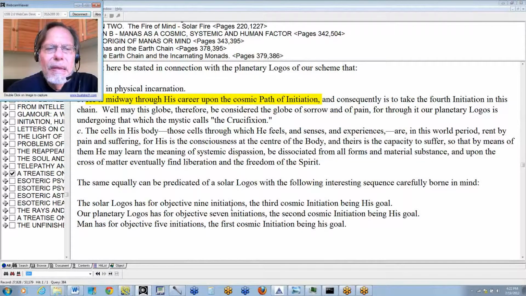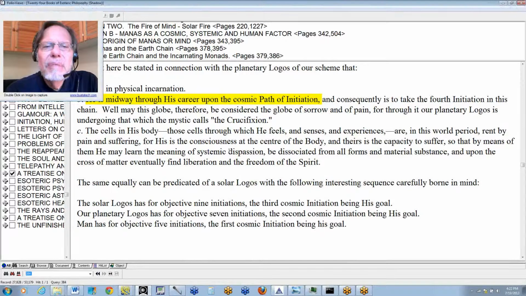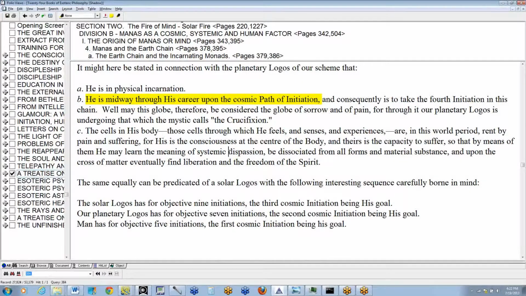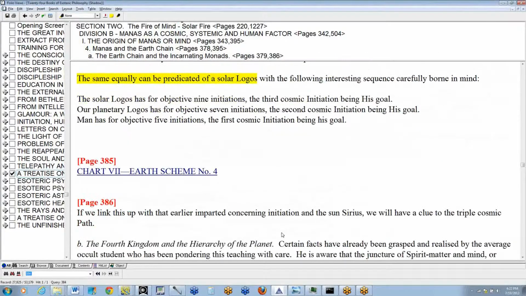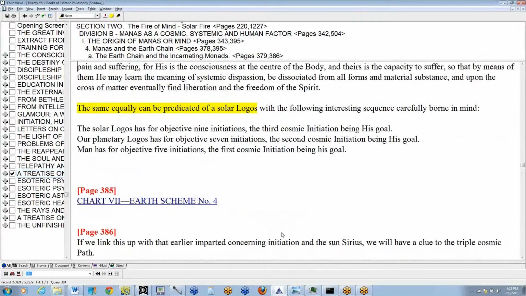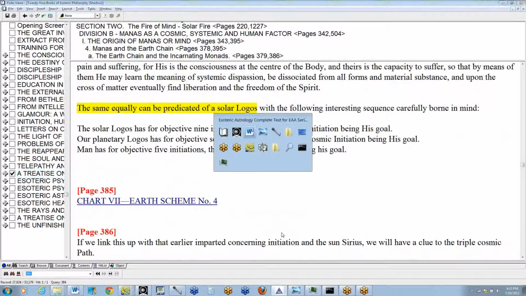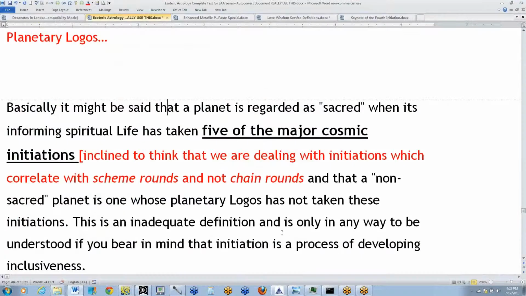So anyway, the planetary logos is midway through his process, and the same can equally be predicated of the solar logos, that he is midway through his process on the cosmic path of initiation. But let's just say this, that either the lesser initiations mentioned here or the greater, they could all be considered as relating to the path of cosmic initiation. Well, I don't know if we're any clearer.